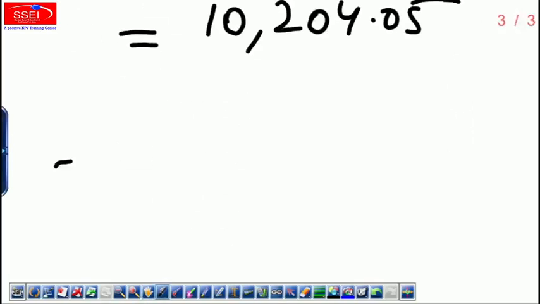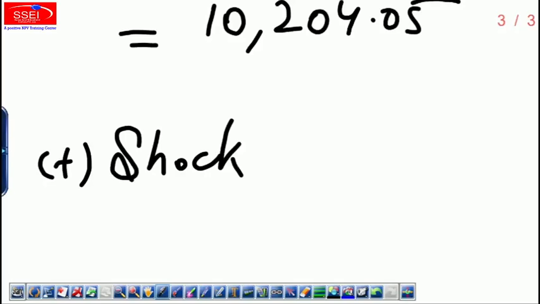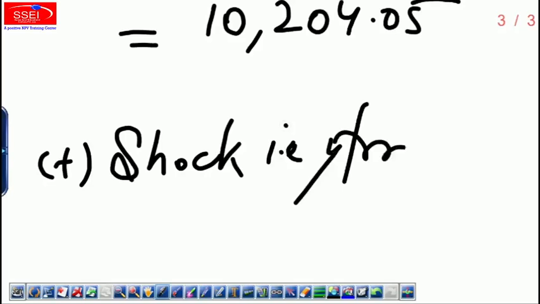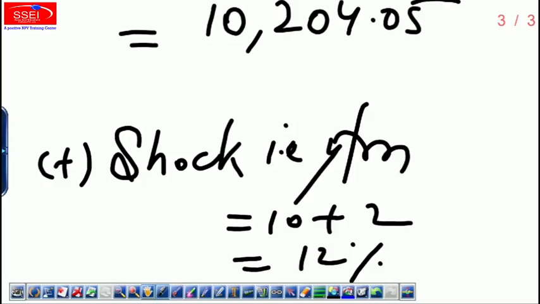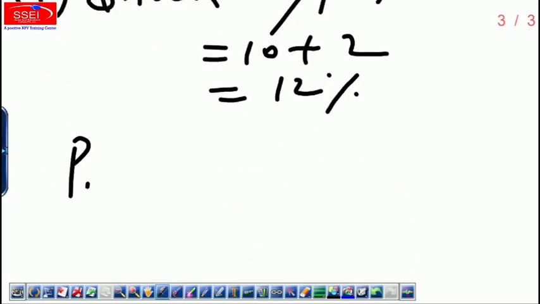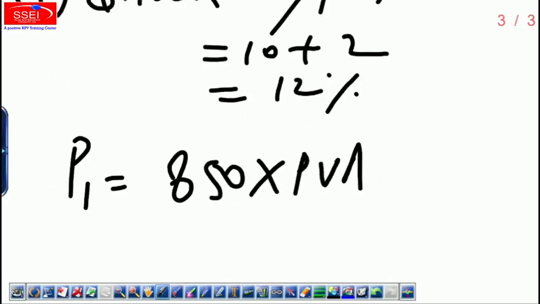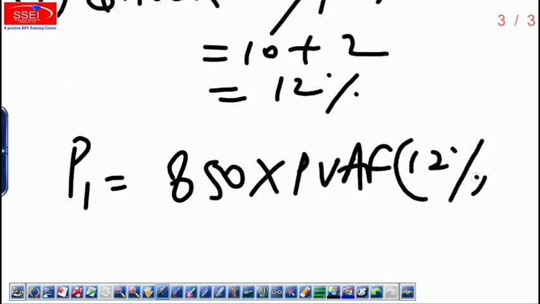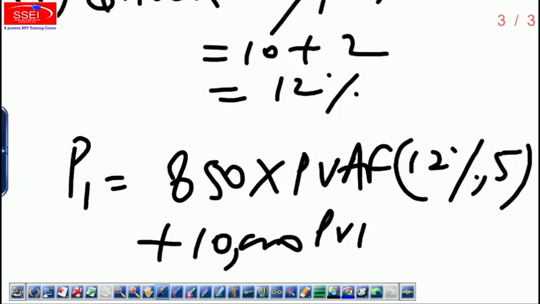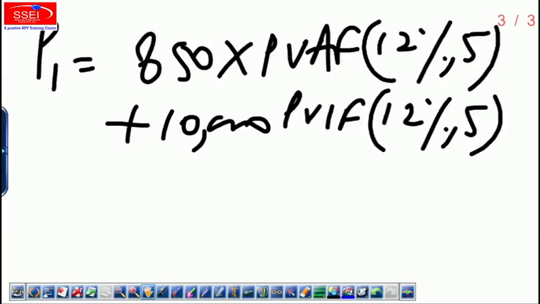Now we have positive shock. If you will check your copy, I had done effective duration via this method in class. Positive shock, that is YTM equal to 10 plus 2 equal to 12%. So P1, the lower price, is 850 into annuity factor 12% comma 5 plus 10,000 into discounting factor 12% comma 5. I am directly writing the answer.